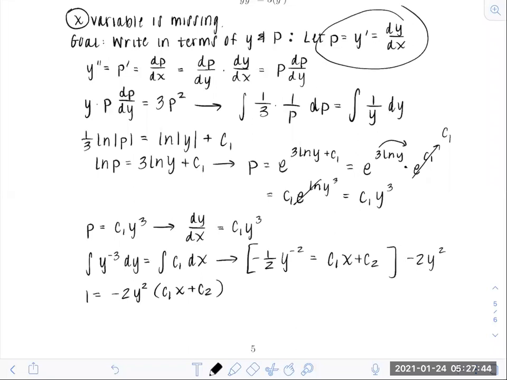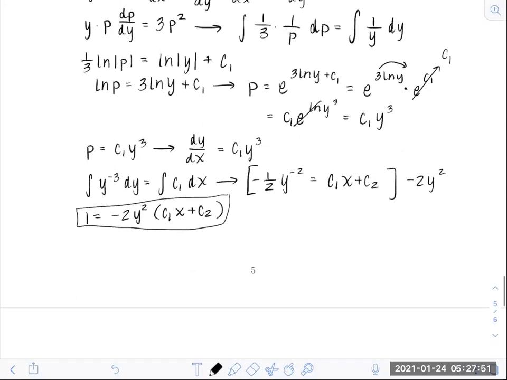And quite frankly, I would accept this for full credit. However, I'm going to continue on in red so that you can see how the back of the book writes its answer, which is not my favorite. But again, I would like to be very clear so that you're not confused when you're looking in the back of the book. The book does, in my opinion, some unnecessary simplification. So they're going to distribute the -2 inside the parentheses. Write this as -2c1x minus 2c2.